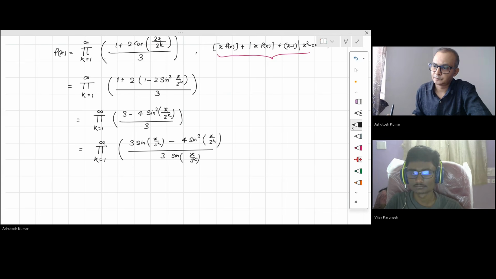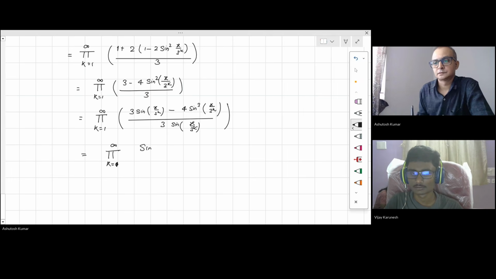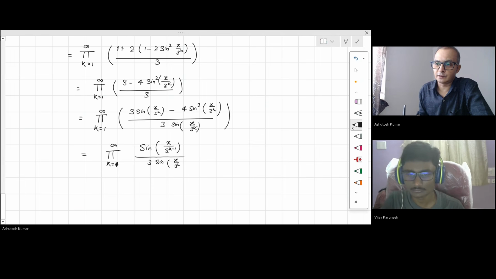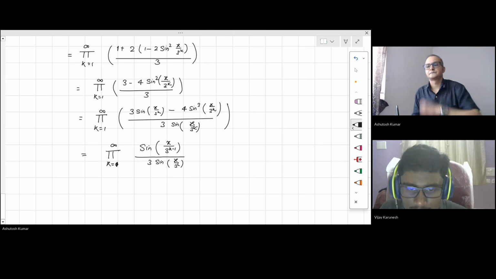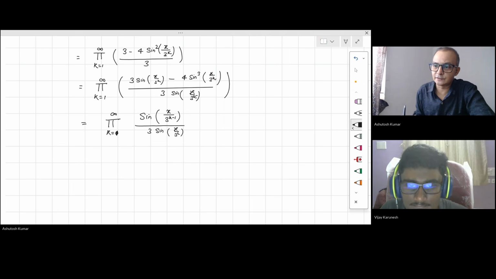In the numerator, what we get is sine 3 theta, which means sine (x by 3 to the power of k minus 1). Exactly. And in the denominator, I have 3 sine (x by 3 to the power of k). So let's start now substituting the value. But notice one thing, the terms will cancel each other out. Exactly, that will cancel. But there is one point: where do we stop? We don't know, because this is infinity.